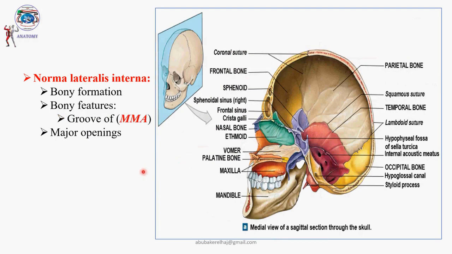Then we have the norma lateralis interna, that means the lateral view but from the internal vision, and the most important feature is the groove for the middle meningeal artery, which radiates in an extradural position, and most clearly at the posterior and anterior divisions to supply the dura mater. And then for the bony part, we have the same bones as on the lateral aspect.